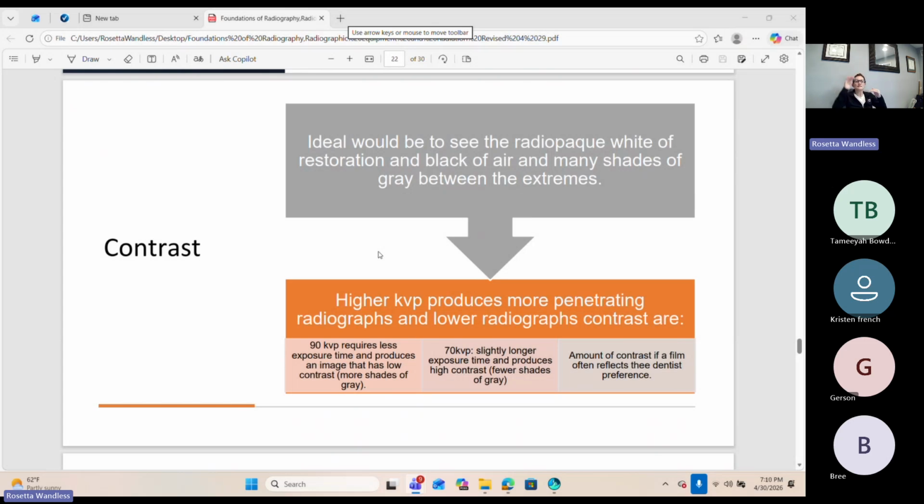Again, does that make sense how I said high kVp, I need a lower time and milliamperage. Lower kVp, I increase my milliamperage and my time. Any questions with that? Can I repeat any of that?